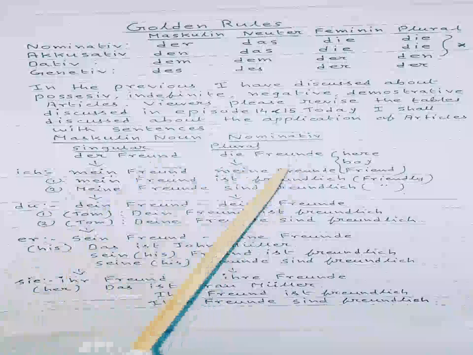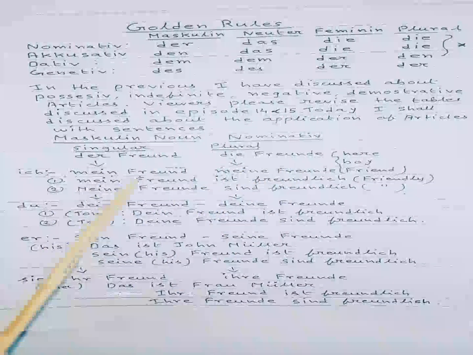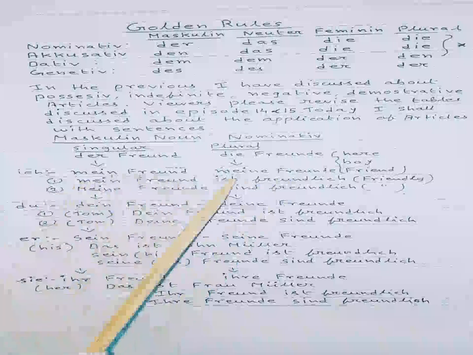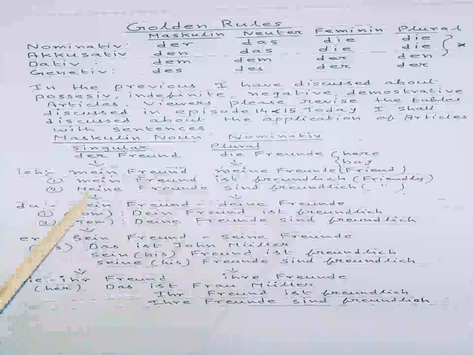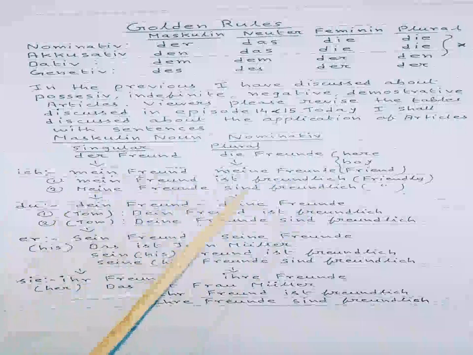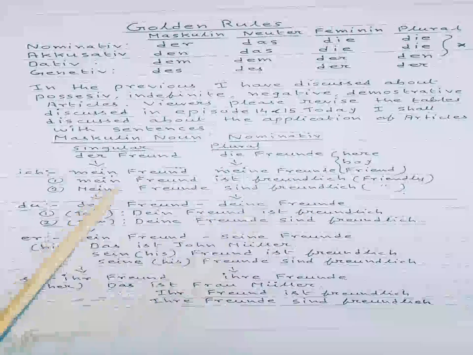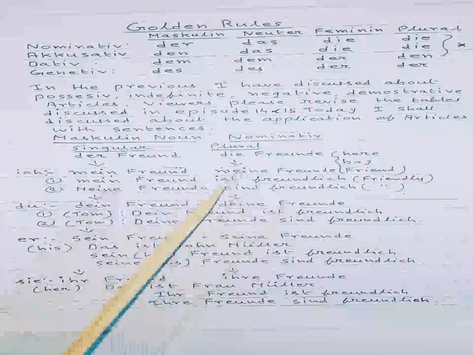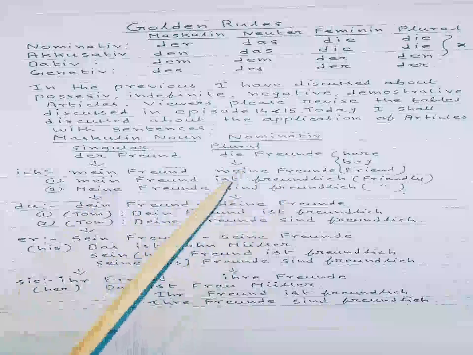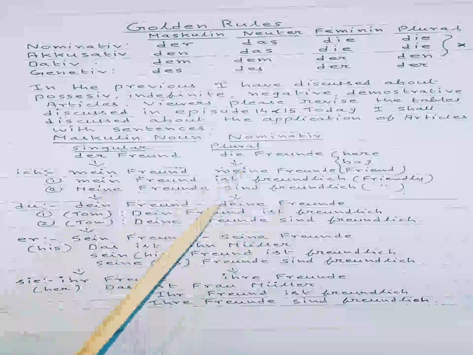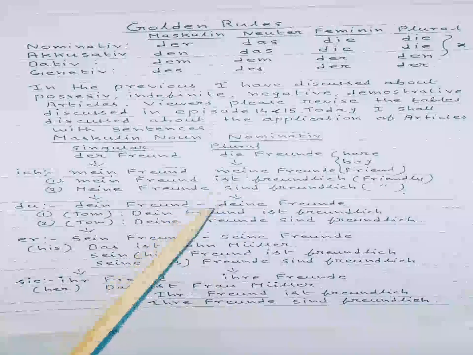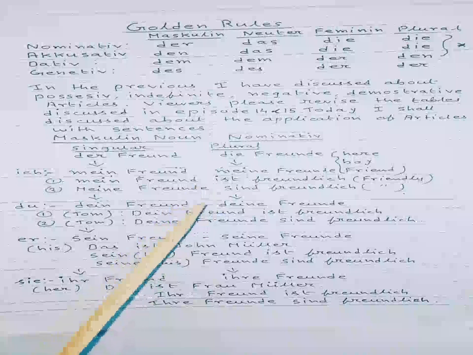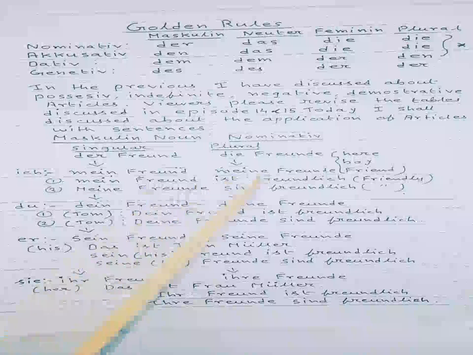Meine Freunde, my friends. Mein Freund ist freundlich. My friend is friendly. Meine Freunde sind freundlich. My friends are friendly. Now please revise the sein verb discussed in a previous episode. Ich bin, du bist, sie ist. Wir sind, ihr seid, sie sind, Sie sind.